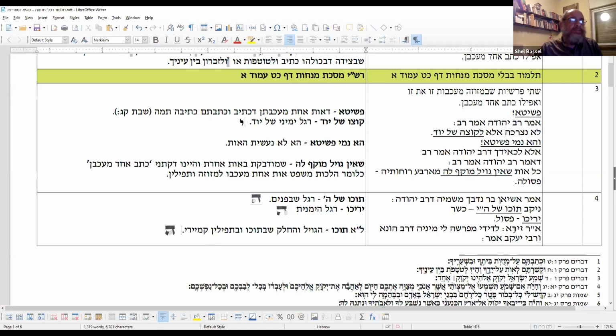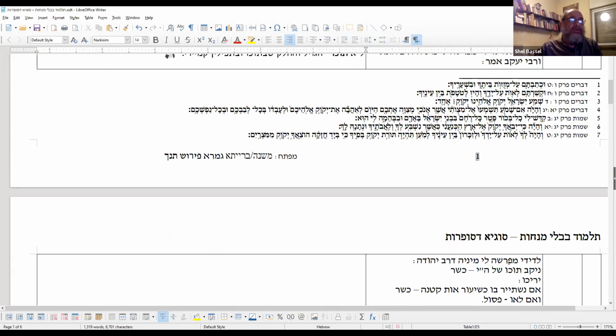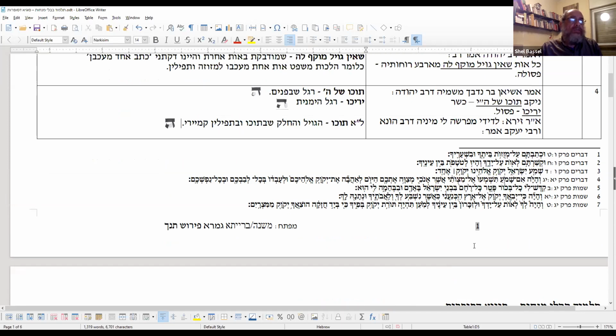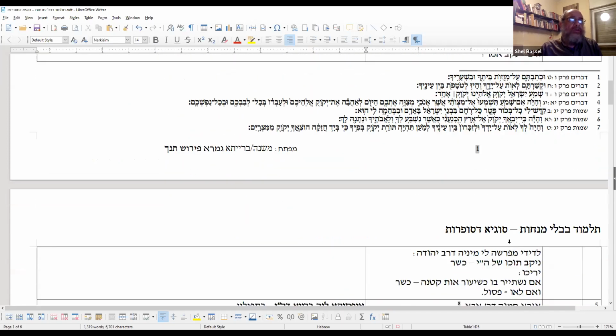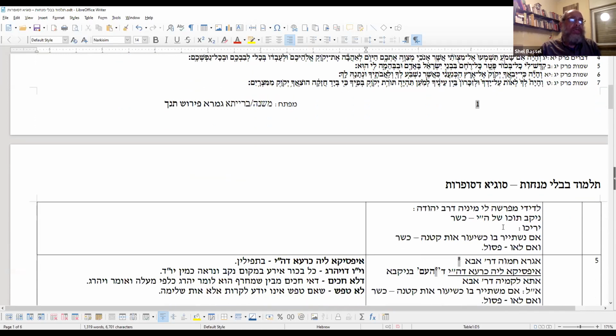Amar Rabbi Zera, l'didim mefar shali minei d'Rav Huna, Rabbi Yaakov amar, l'didim mefar shali minei d'Rav Yehuda. So they're going to bring another variation on this din. Just to explain the language, Rabbi Zera says, this was explained to me from Rav Huna. And Rabbi Yaakov says, this was explained to me from Rabbi Yehuda. And what was explained to them? Nikev tocho shel hay kasher, as we said earlier.